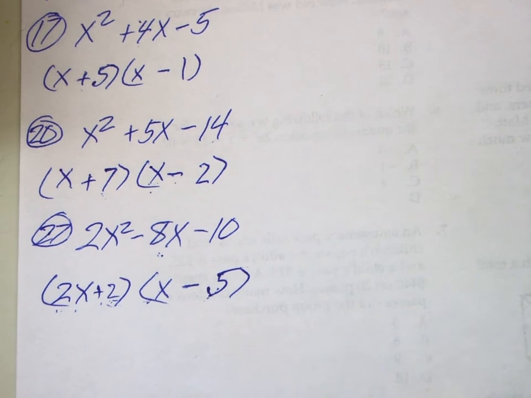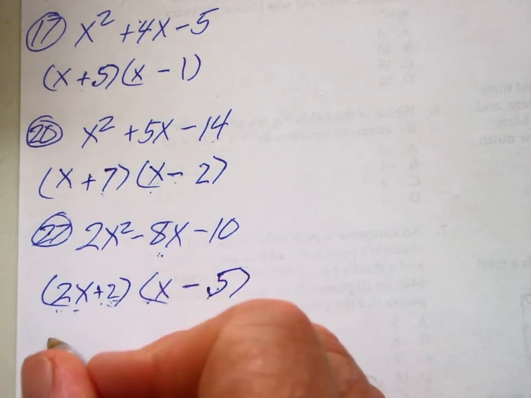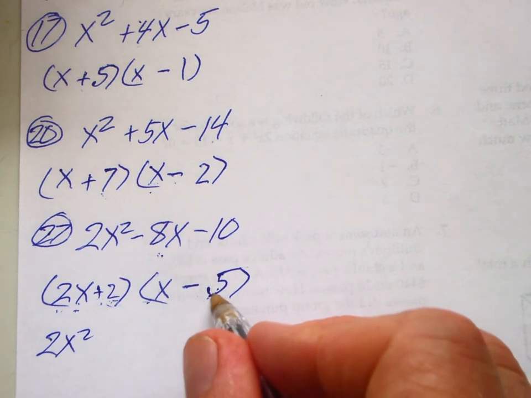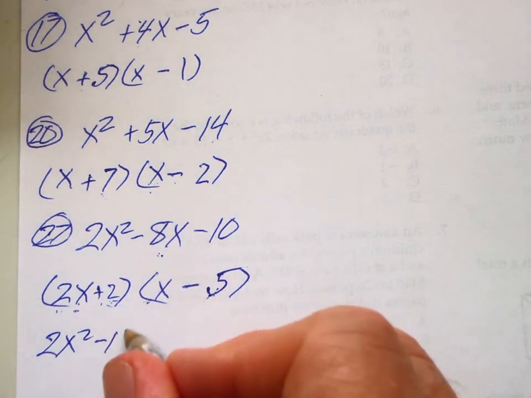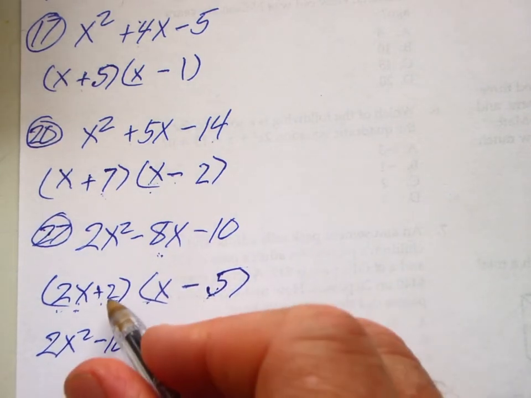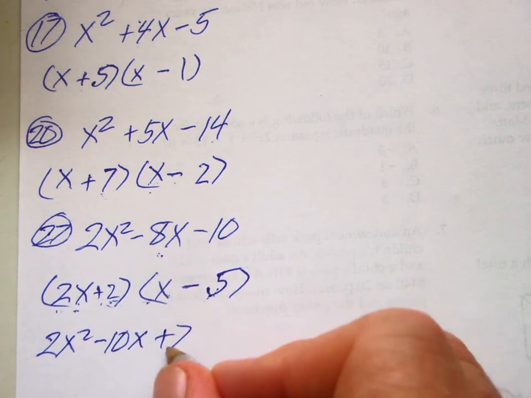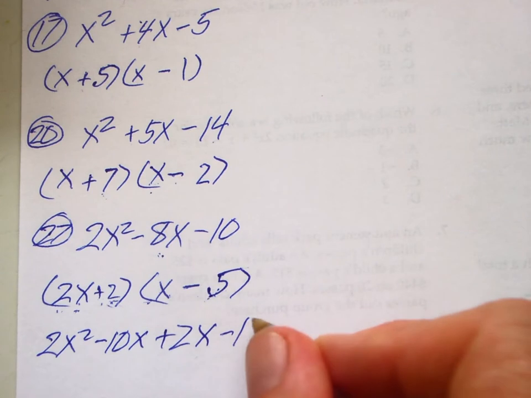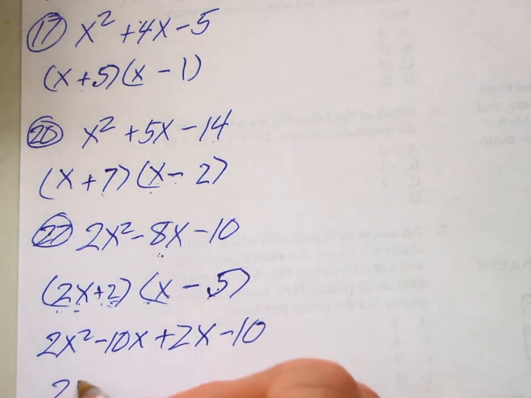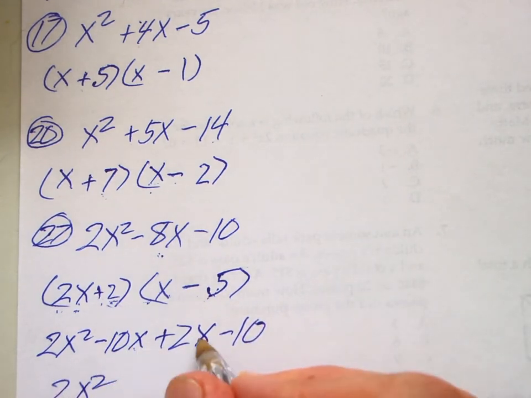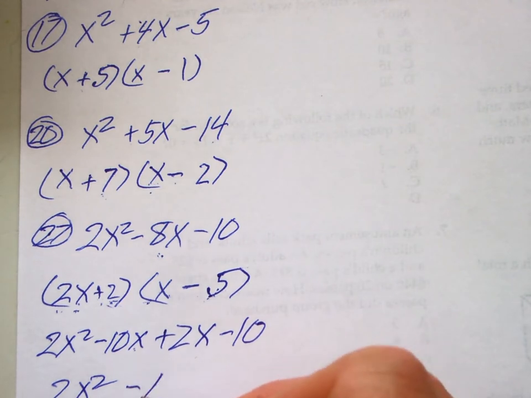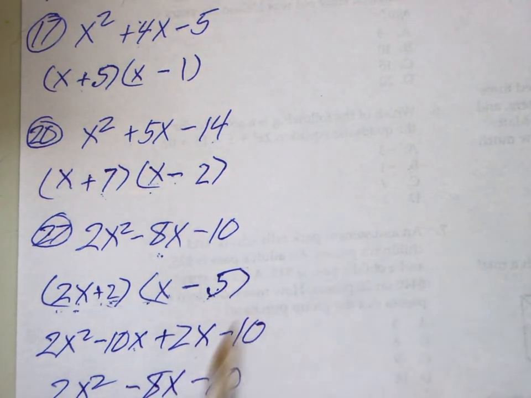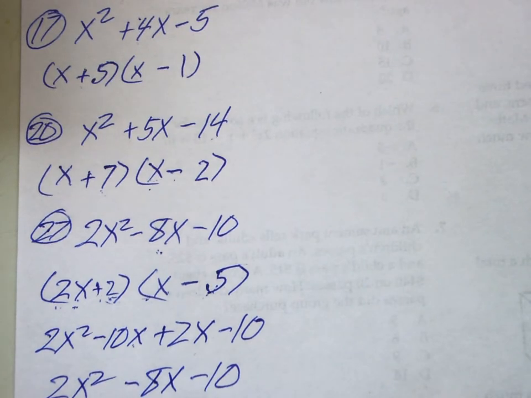Let's just try it out to see. 2x times x is 2x squared. 2x times minus 5 is minus 10x. 2 times x is plus 2x. And 2 times minus 5 is minus 10. Then we put the minus 10x and the positive 2x together. We get minus 8x minus 10. There we go. It worked.